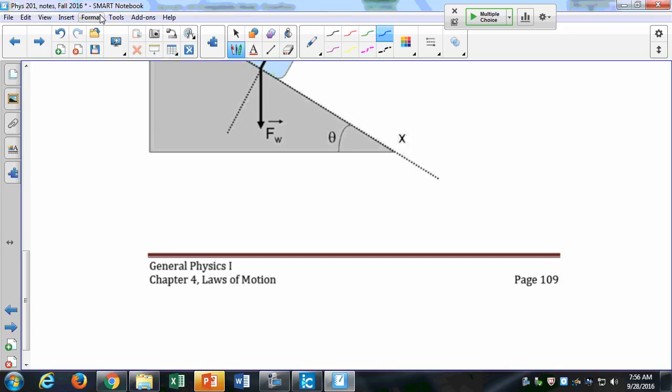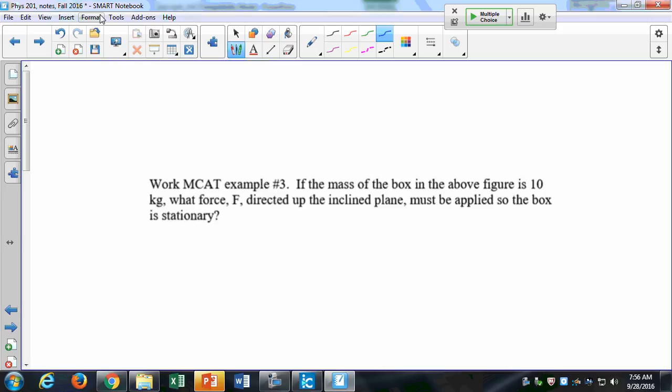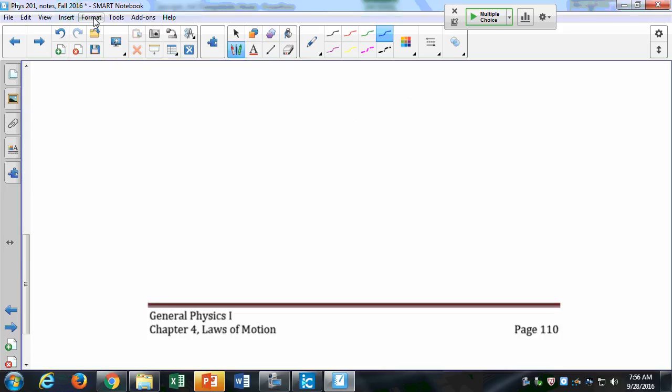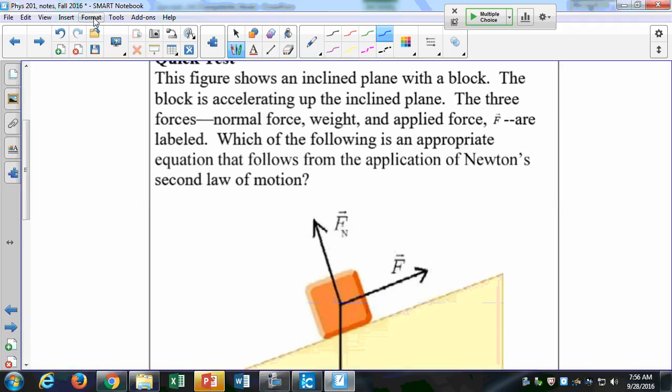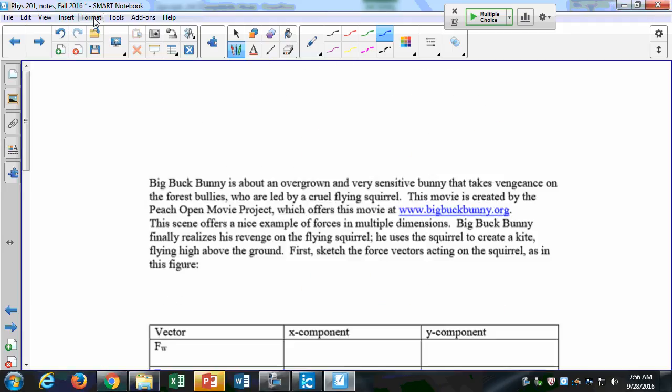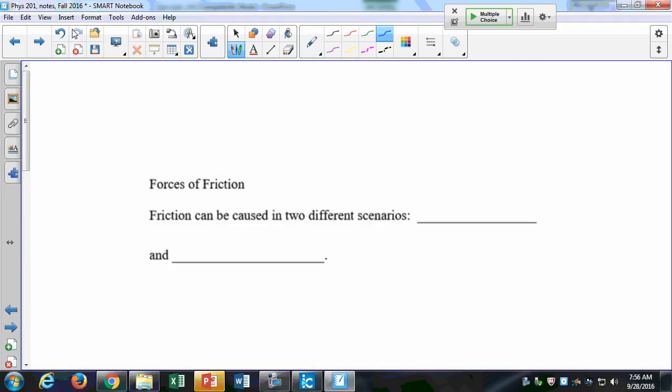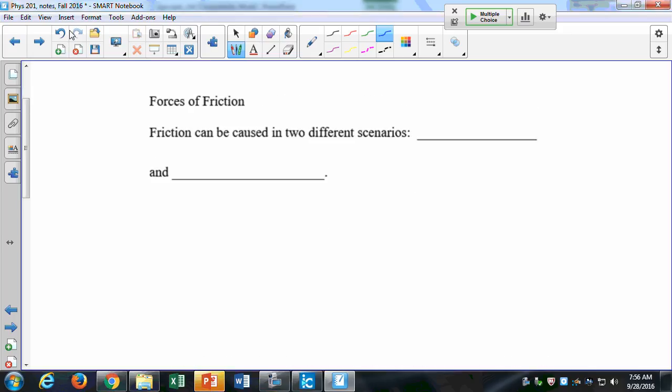Okay, we're going to skip this for now, but we will come back to it. And we're going to skip right on ahead to friction. We're going to skip all this. We'll come back to it. So don't cross it out or anything. We're going to come back to it after the exam.